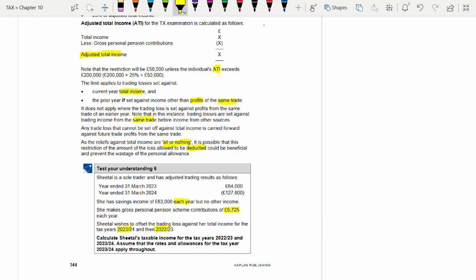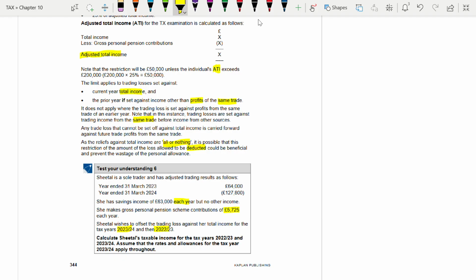How much is the loss? 127. Is it right? Fine. 2023-24, last in, first out.